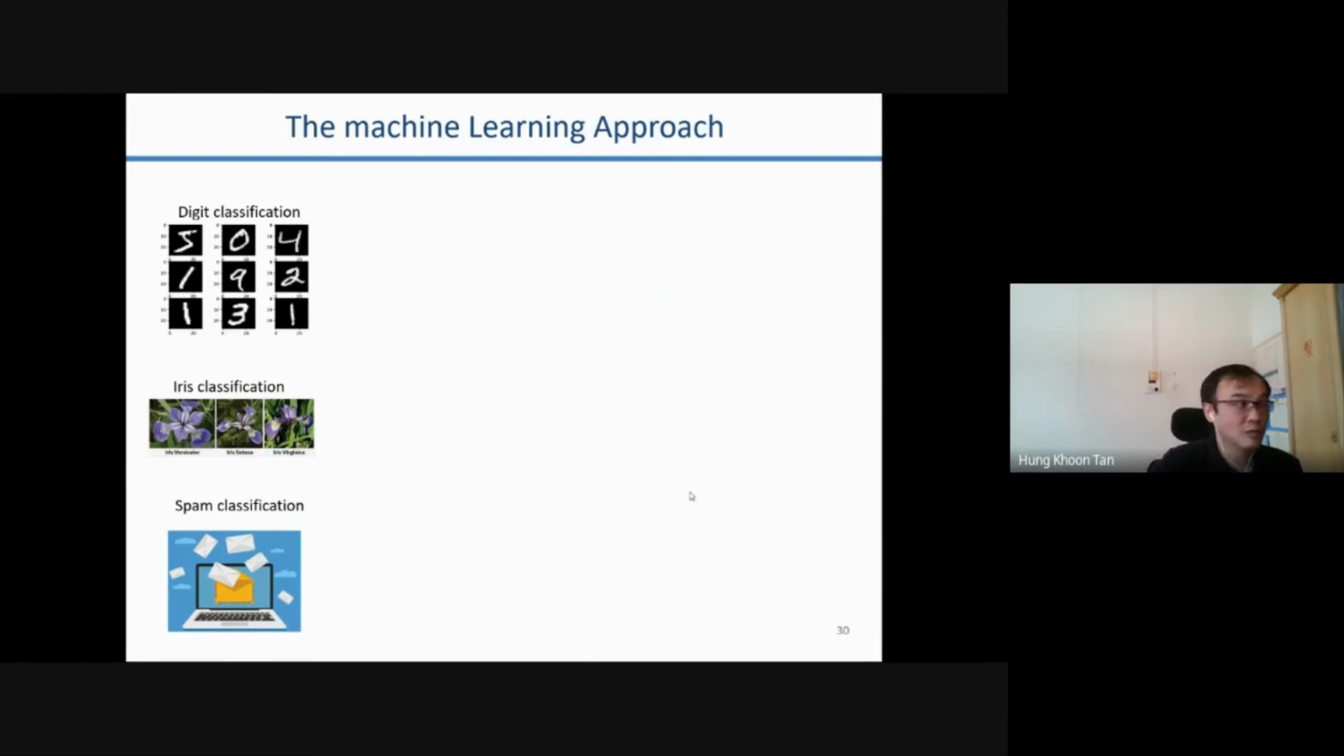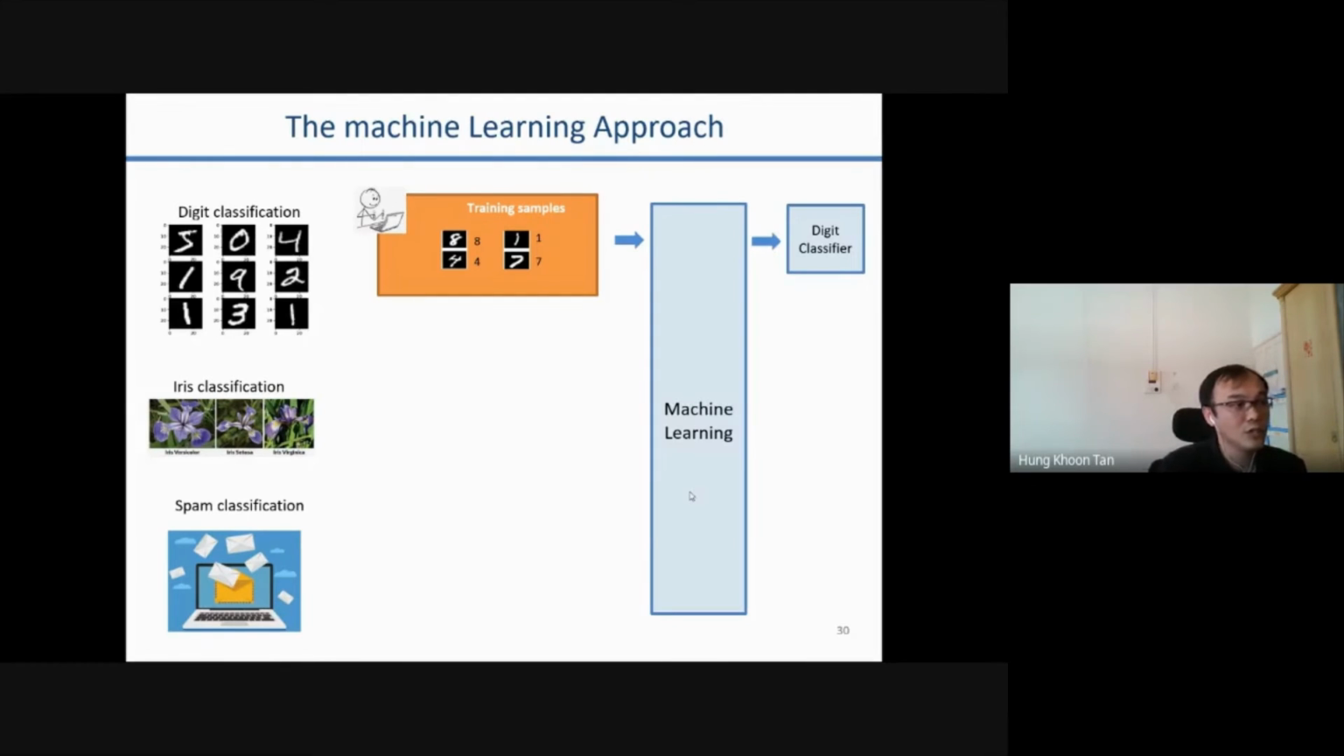Because of this, we want to rely on a machine learning approach. How do we do the machine learning approach? In the machine learning approach, rather than writing programs for different problems, what you do is let the computer see the training samples.